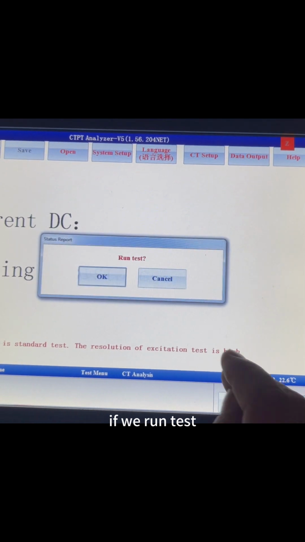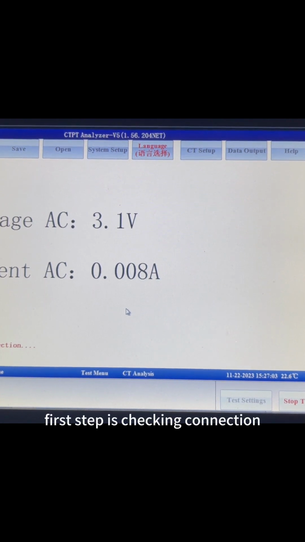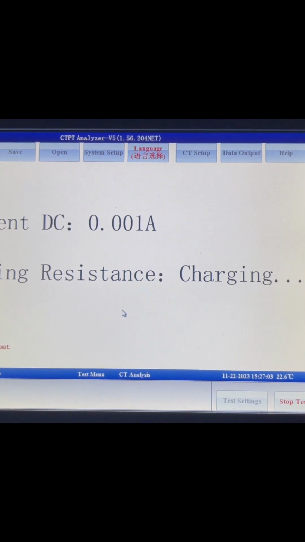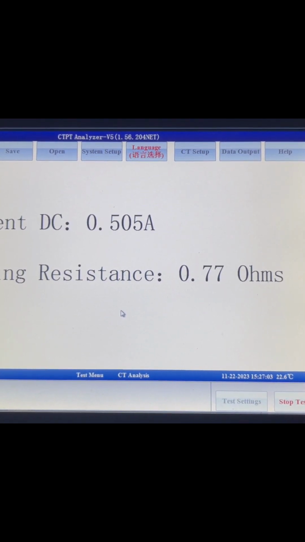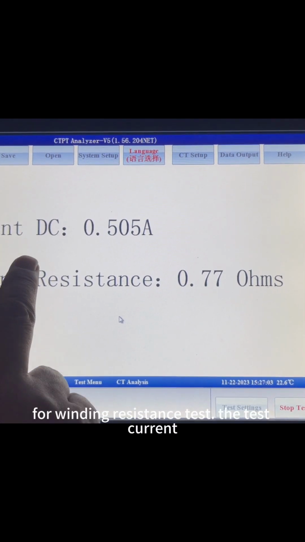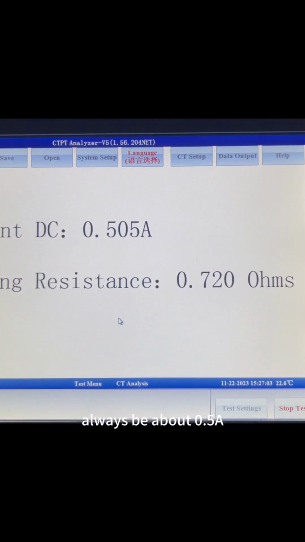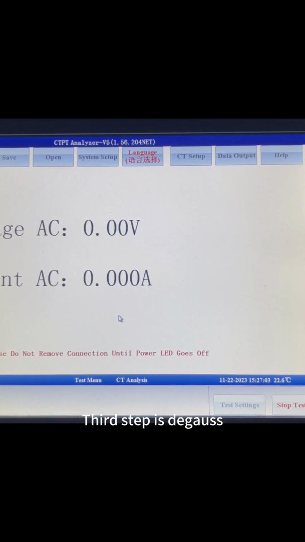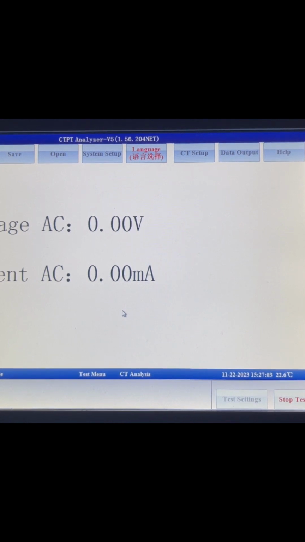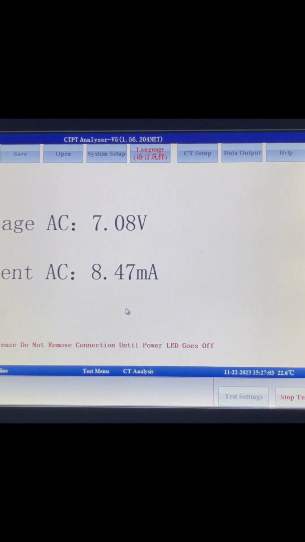If we run the test, the first step is check connection. The second step is the one unit system test. For the one unit system, the test current will always be about 0.5 ampere. The third step is the gas. And then test ratio.